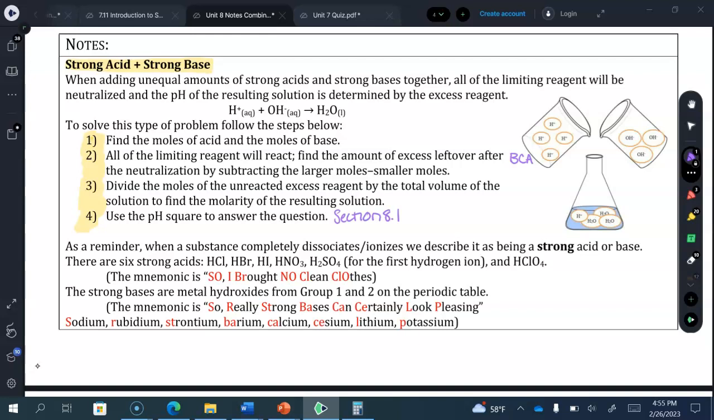Okay, you can also then use the pH square from section 8.1 to determine any of the other requested values from the question. As a reminder, when a substance completely dissociates or ionizes, we describe it as being a strong acid or base. There are 6 strong acids: hydrochloric, hydrobromic, hydroiodic, nitric, and sulfuric for the first hydrogen, as well as perchloric acid. The strong bases are the metal hydroxides from groups 1 and 2, but not beryllium or magnesium. They are listed below.